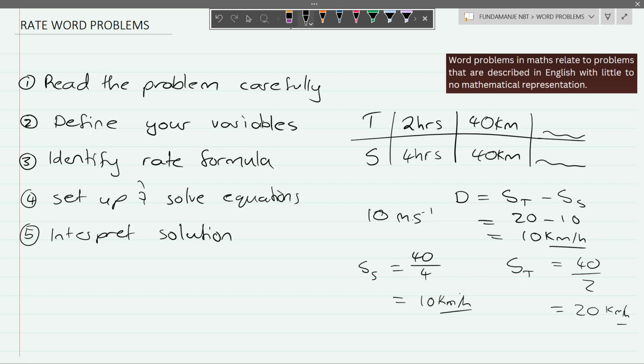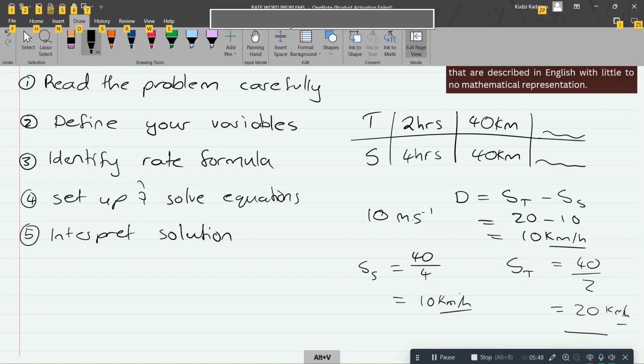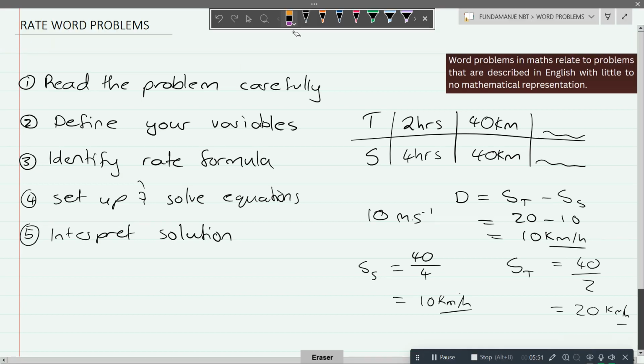So you are now going to ask yourself, okay, Sarah traveled 40 kilometers for 4 hours, and Thabo 40 kilometers for 2 hours. So clearly Thabo was going faster, so it makes sense for him to have a higher speed than Sarah. And then once you are satisfied, then that is it.